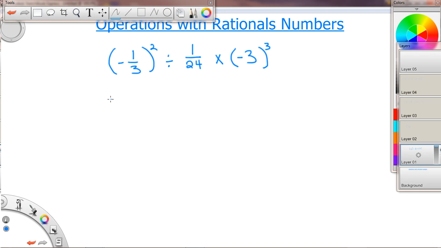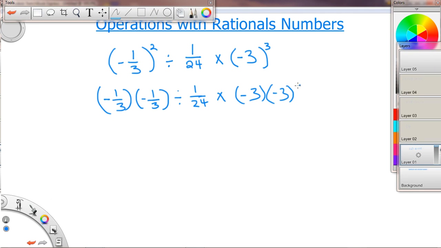Okay, so I'm going to multiply negative 1/3 times negative 1/3. And I hope you've noticed by now that your book puts parentheses around any negative number. So you'll see a lot of those parentheses. Okay, I'm actually going to write this all out here. You don't have to do all of this, but it's a good idea if you're having trouble at all. Negative 3 to the third power, when it's written like this, means negative 3 times negative 3 times negative 3.